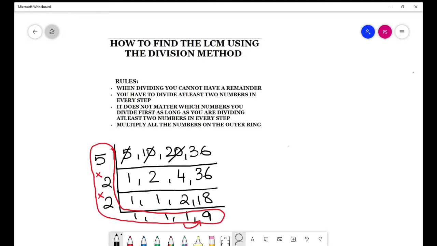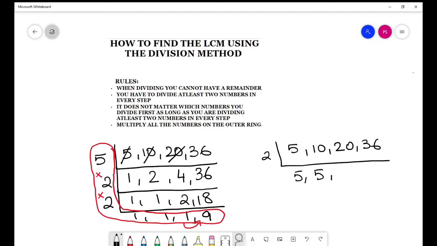Now the same number, I could have divided slightly different, and I would have still gotten the same answer. Instead of dividing by 5 like we did here, let's start dividing by 2. So I can't divide 5, so that stays there. I can divide 10. I get a 5 here, I get a 10 here, and I get 18.